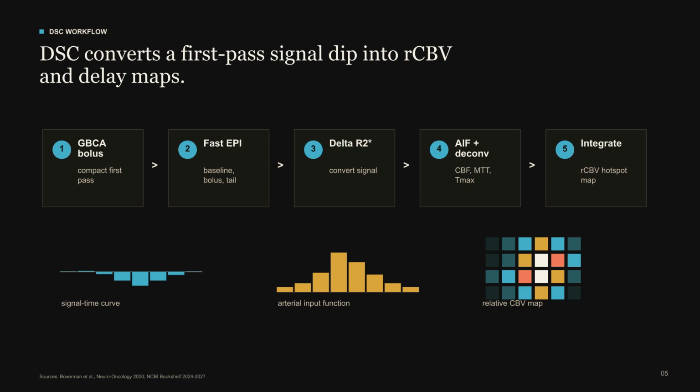The DSC workflow converts the first pass signal dip into RCBV and delay maps. This involves a GBCA bolus followed by fast EPI acquisition. The signal is converted to delta R2*, combined with the arterial input function and deconvolution to yield CBF, MTT, and Tmax. Finally, integrating this yields the RCBV hotspot map.